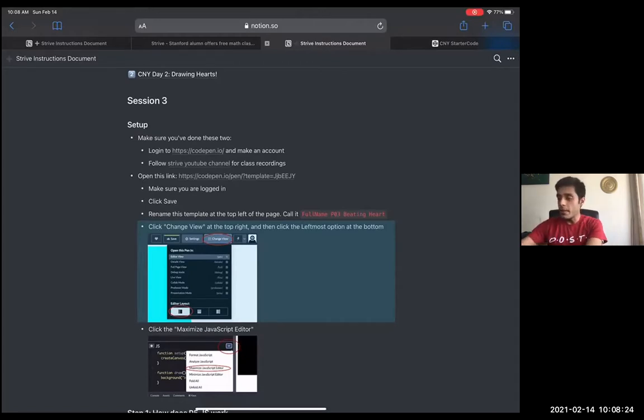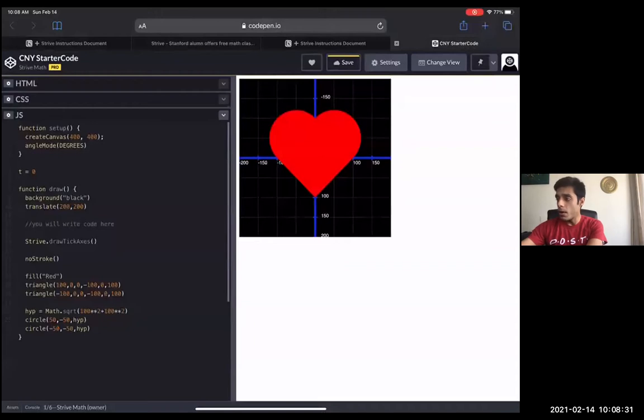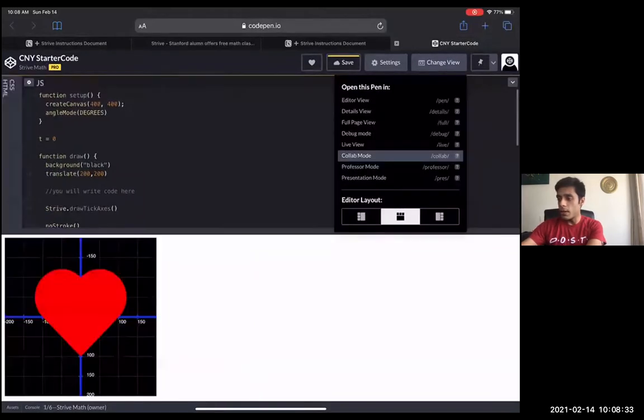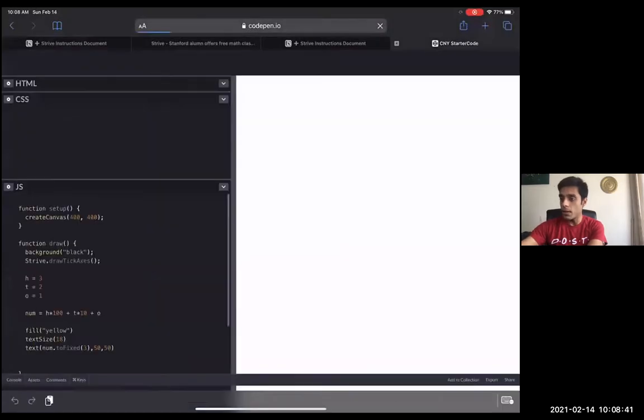Okay, so open up this link and then you should change view and maximize JavaScript editor. If you remember how we did that, your screen may look like this in the beginning. Under change view on the top right, click the leftmost button on editor layout. This button right here.